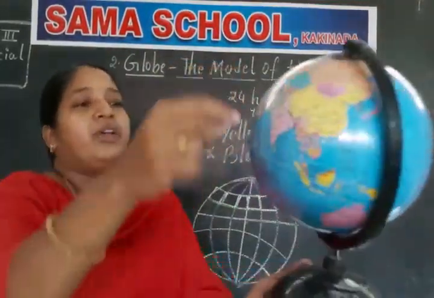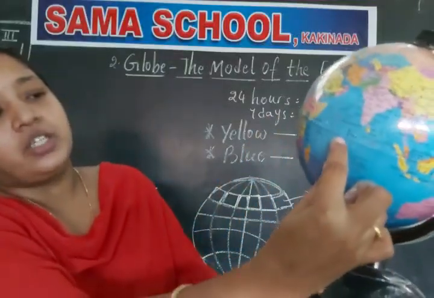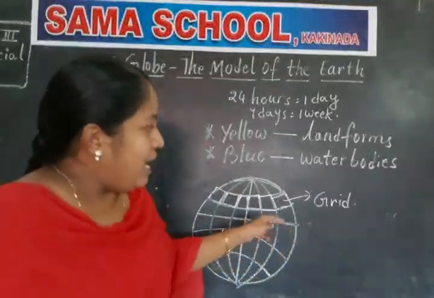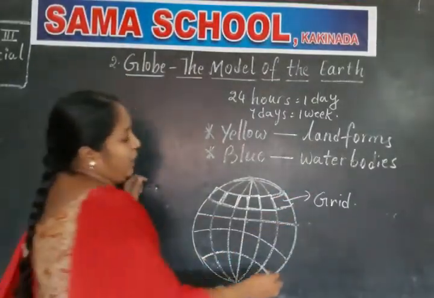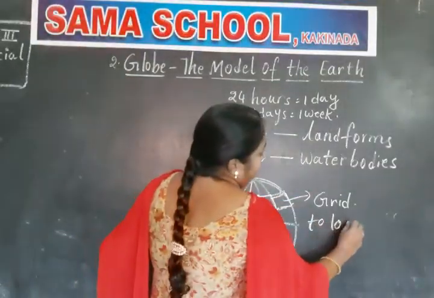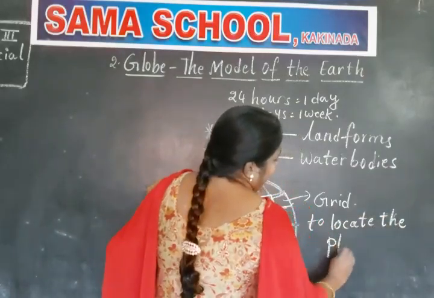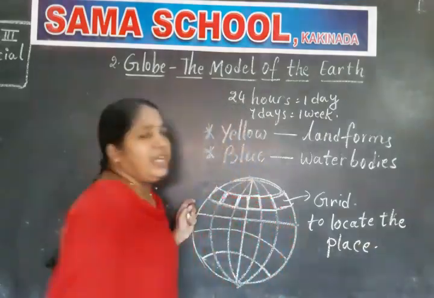See, there are some grids, some box-like structures on the globe. So these box-like structures or grids help us to locate the place on the globe. Clear, children?